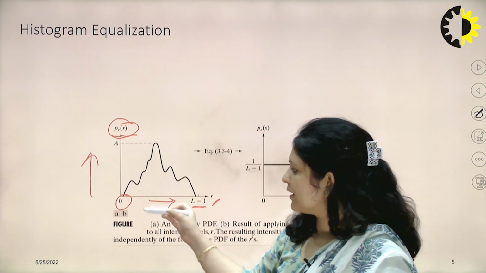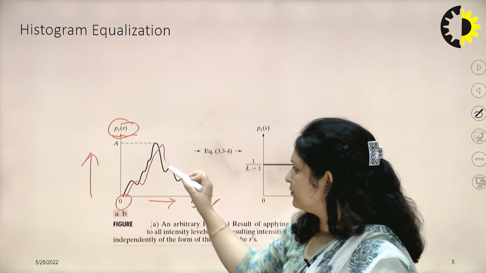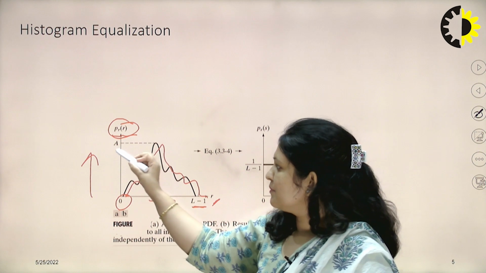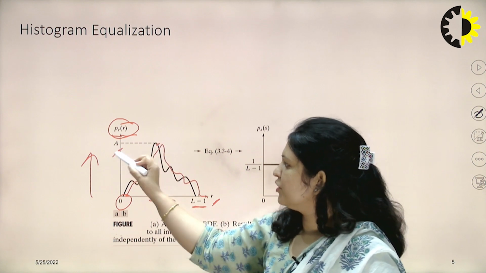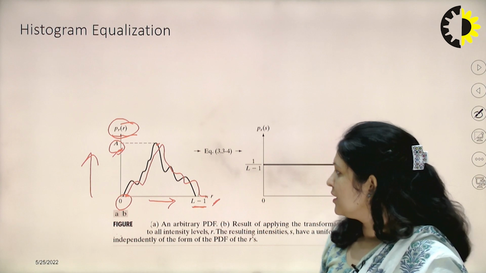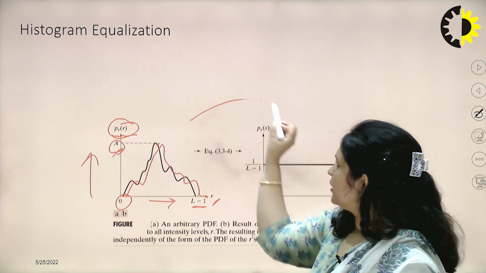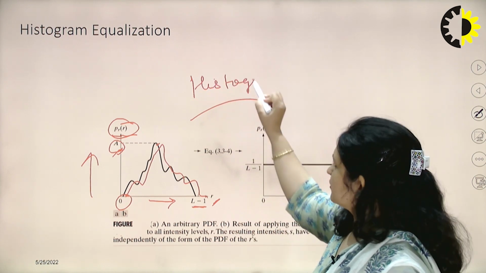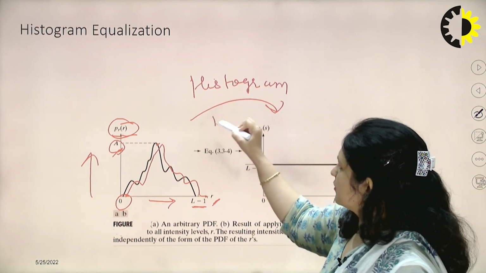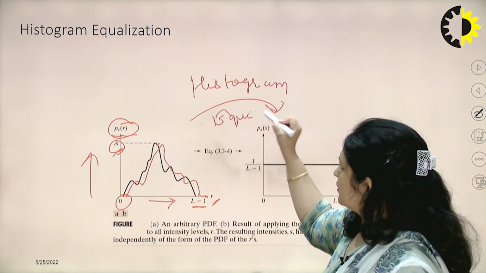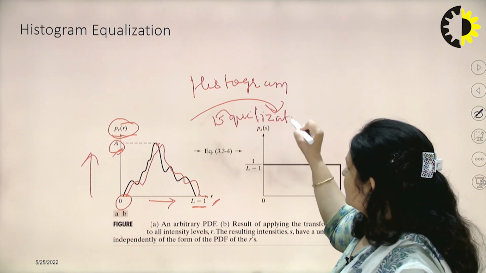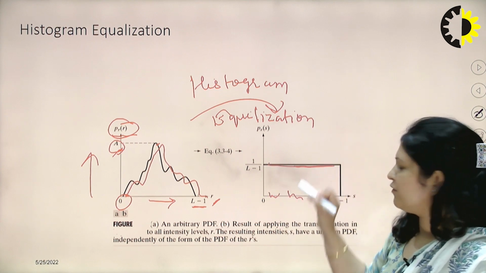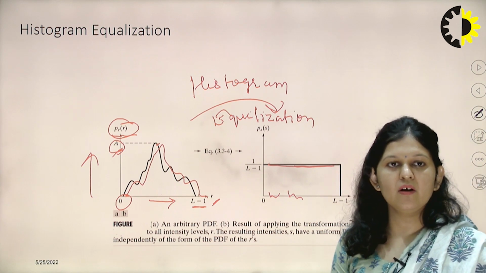So if we look at the graph, it would look somewhat like this. It's not equally distributed along all the intensity values. The maximum, this is the peak, we denote by capital A. So we need to transform it by applying histogram equalization. The idea is to get a uniform distribution of intensity values along all the pixels.